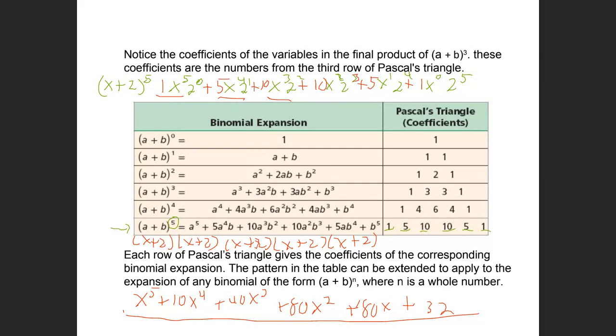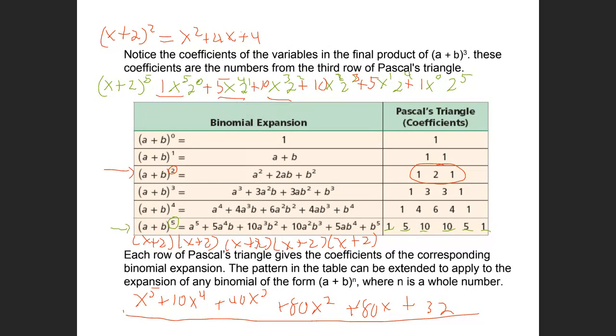Okay, so we started off in the beginning, I said, okay, let's do x plus 2 squared. And I said that the answer was x squared plus 4x plus 4, right? I think we multiplied that out. Let's see if this works with Pascal's triangle. So here's the second degree. So I'm going to use Pascal's triangle here.